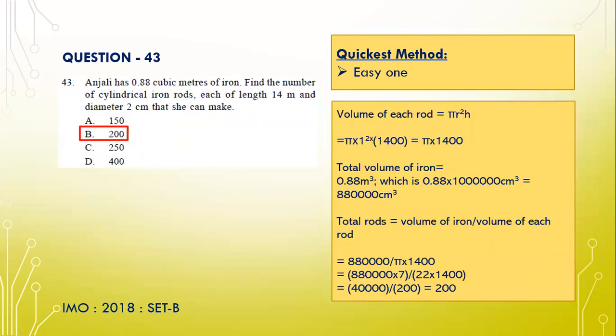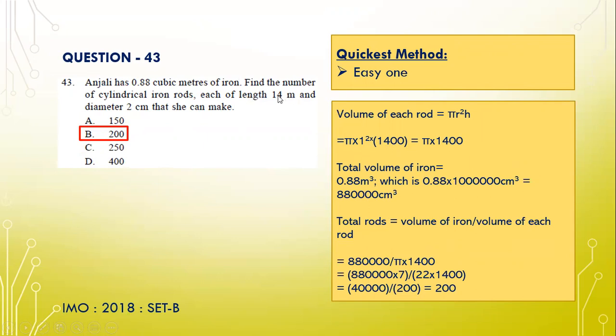Okay, next one. Anjali has 0.88 cubic meters of iron. Find the number of cylindrical iron rods, each of length 14 meters and diameter 2 centimeters, that she can make. Again, you have to normalize into a common unit, isn't it? So, the volume of each rod. What is the volume of each rod? It is pi r square into height, isn't it? So, what is the radius? If the diameter is 2, radius is 1. So, pi into 1 square into height.